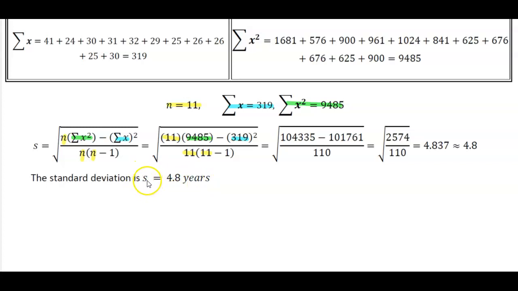Now, this is the sample standard deviation, so you want to make sure you're showing your work and writing down the necessary variables. So S is going to equal 4.8 years. Therefore, there's the standard deviation.